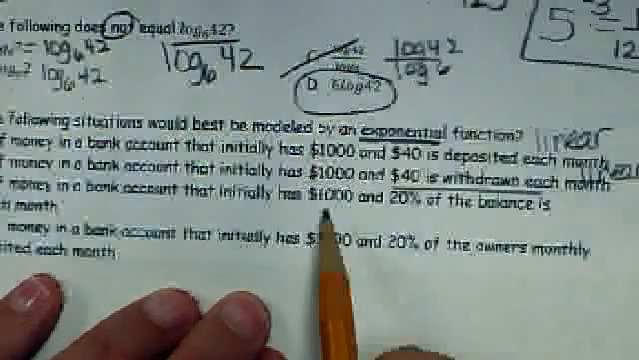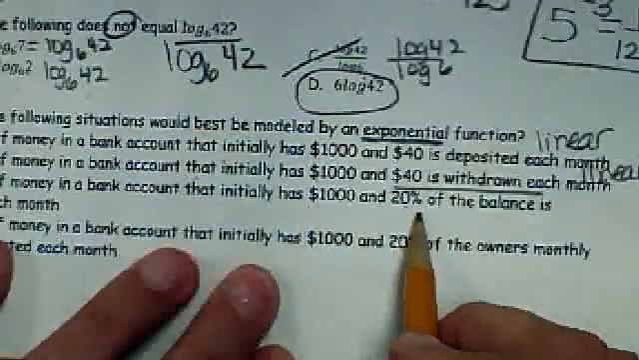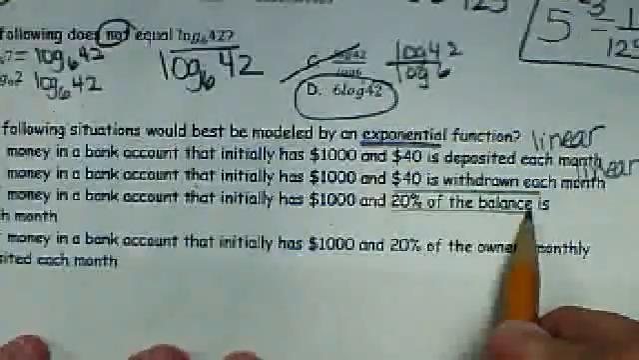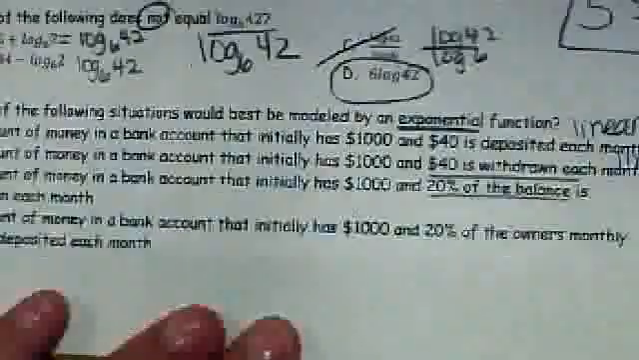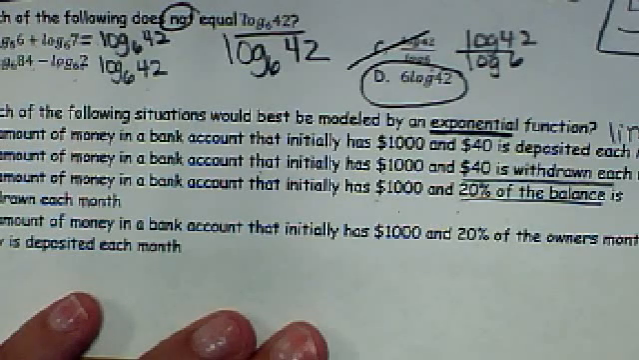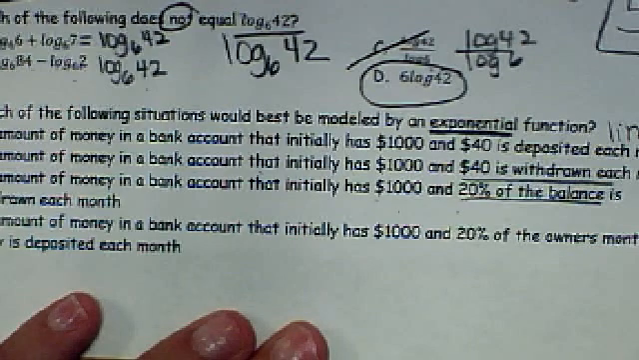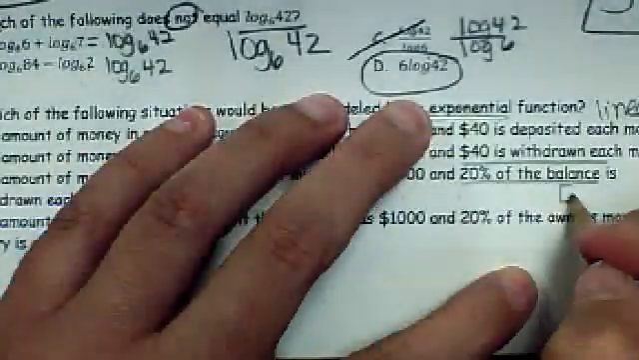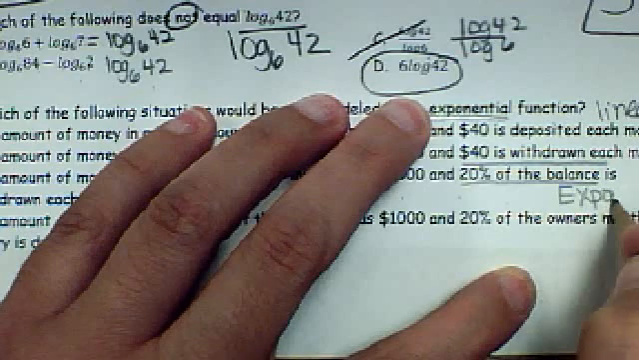C, the amount of money in a bank account that initially has $1,000 and 20% of the balance is withdrawn each month. So what that means is they take out 20% of $1,000 the first month. The next month they take out 20% of what's left in there, then 20% of what's left, 20% of what's left. It's not the same amount every time because the amount that's left in the account is different. So that is the sign that that is an exponential function.